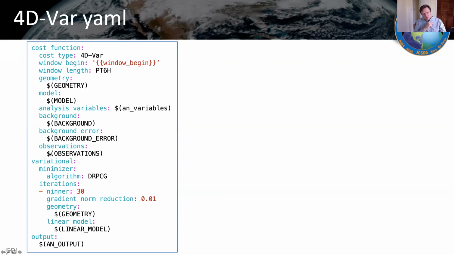Same thing for the observations. There's a dollar parenthesis observations here, for which we provide a tool. You'll probably have a list of observations, and you click which ones you want to use, and it will go and fetch the correct sections of YAML to fill in that section here. And then you have a few things that stay here, like the minimizer that you want to use in your 4D-Var, number of iterations. So that's not model dependent, so you can specify it here at the level of the 4D-Var code. The linear model will be defined by a tool.